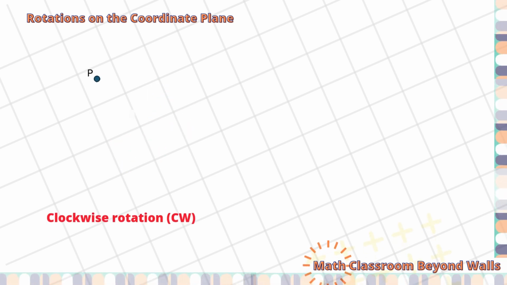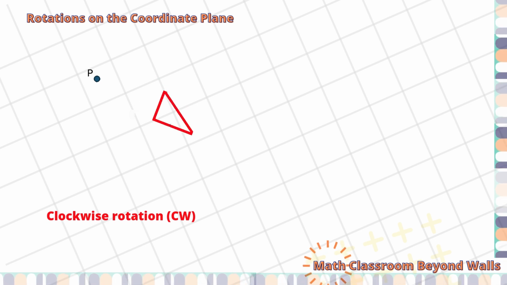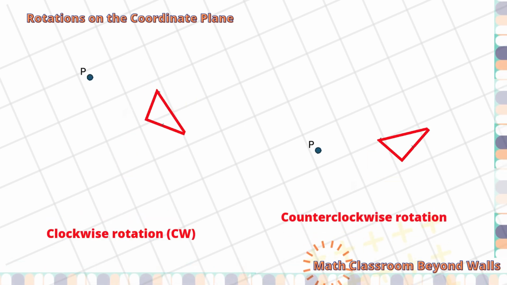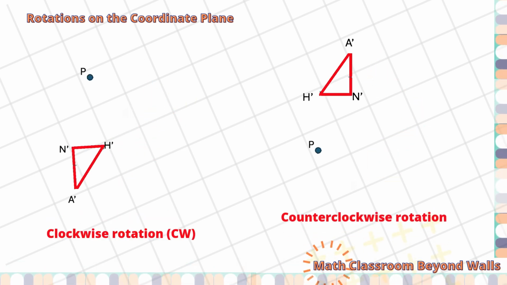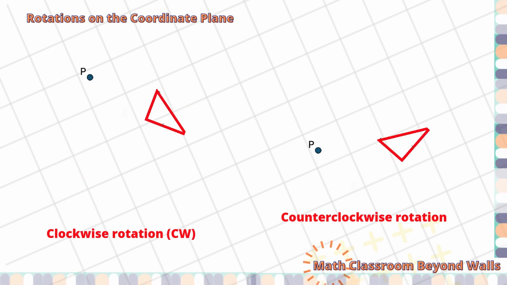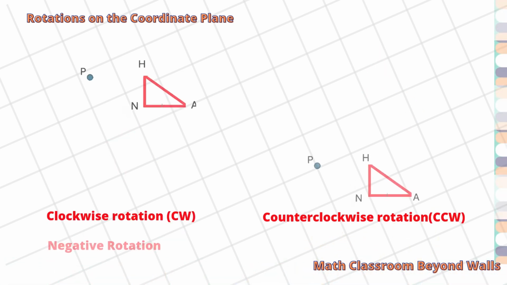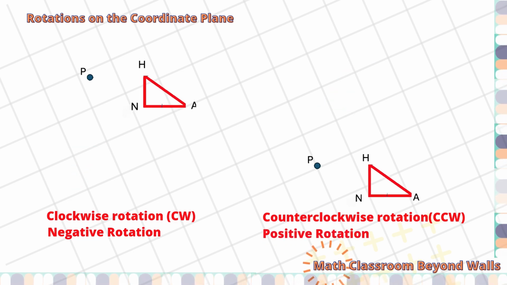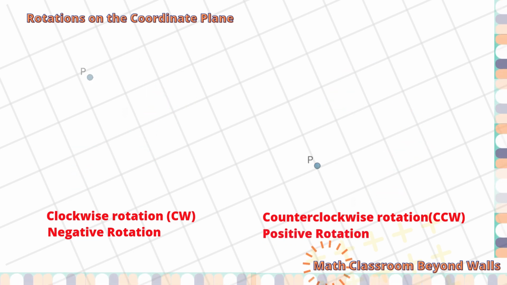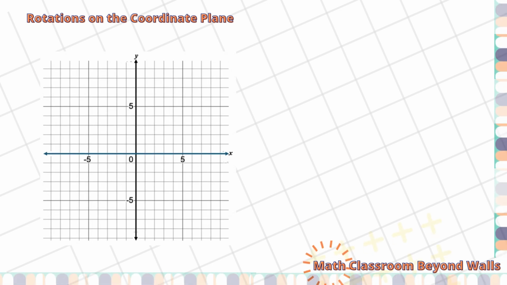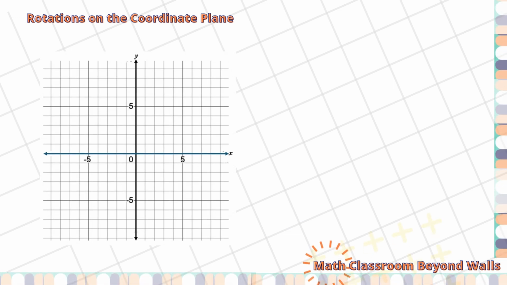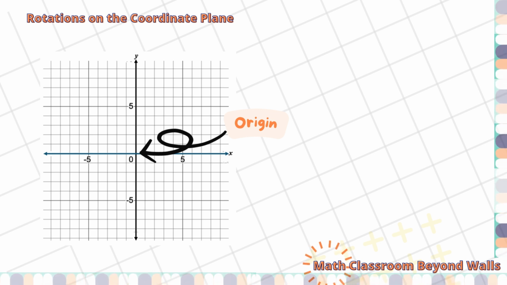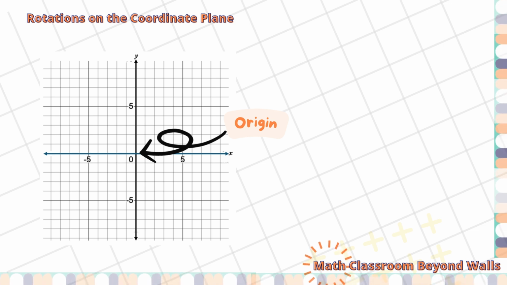This rotation is a clockwise rotation, just like the rotation of the hand of the clock. But rotation can also be counterclockwise as shown here. The convention is, when a rotation is clockwise, it is a negative rotation. When it is counterclockwise, it is a positive rotation. On the coordinate plane, the center of rotation is oftentimes the origin. But other points can also be the center of rotation. This will be indicated in the problem.